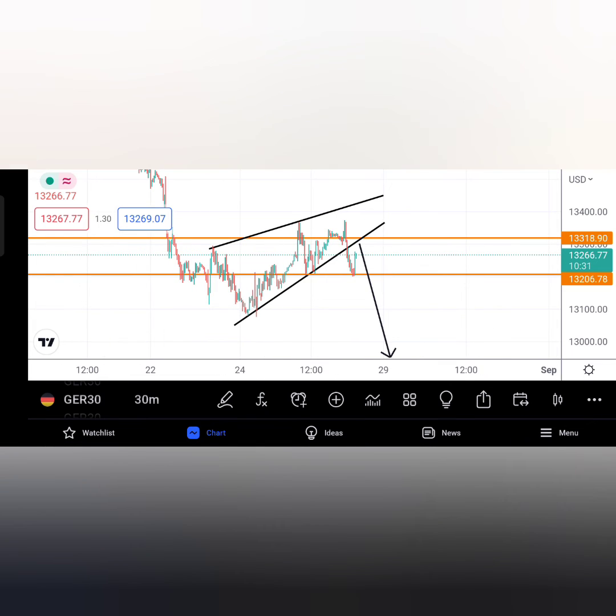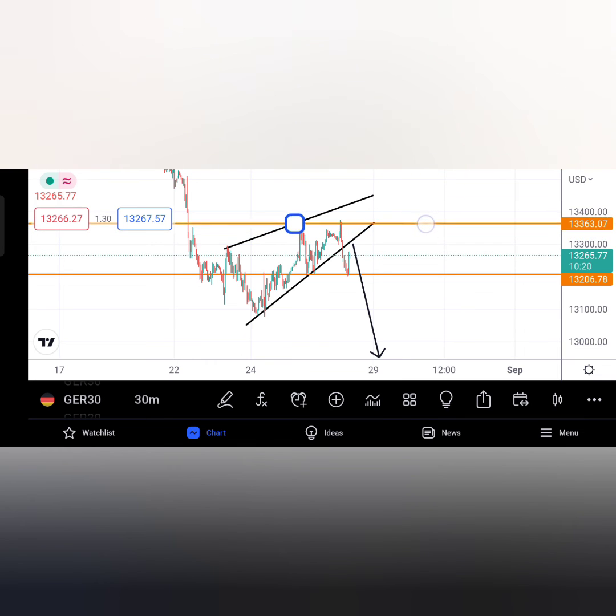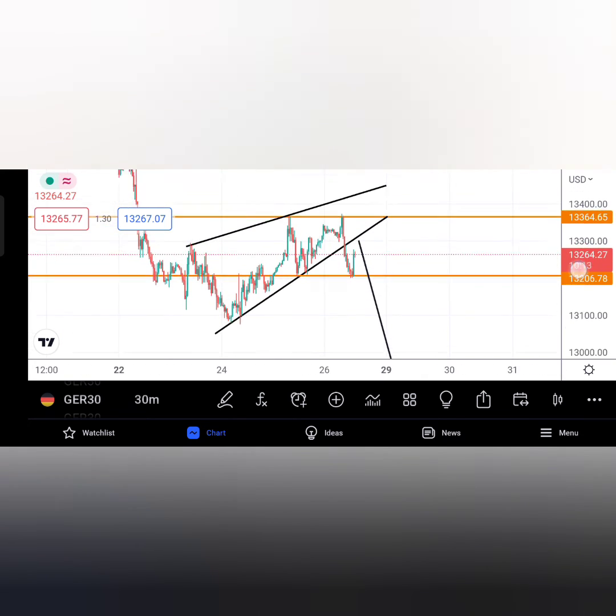So I was telling you about a tip that you need to readjust your lines when you go deep, but this is what I mean. You need to readjust it to the wicks of that lower time frame candlesticks. So this is how it looks.